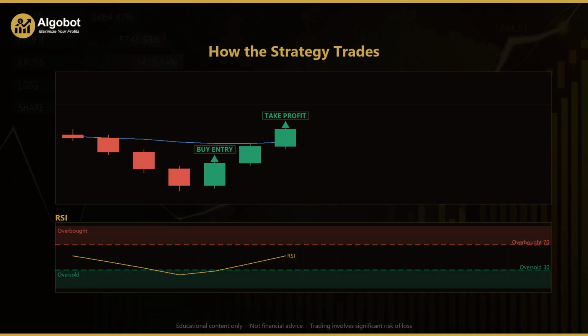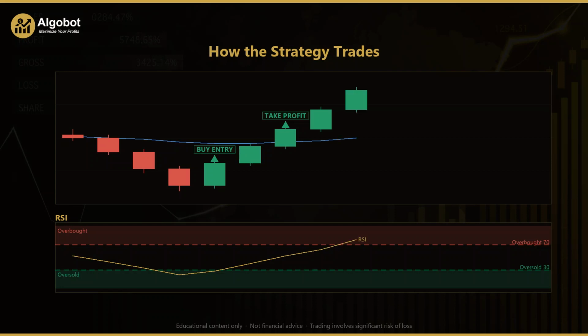The strategy signals long, and you can see the buy entry marker appear on that candle. At the same instant, the strategy places a stop loss below, scaled to 1.5 average true ranges, and a take profit above, at 2.5 average true ranges.